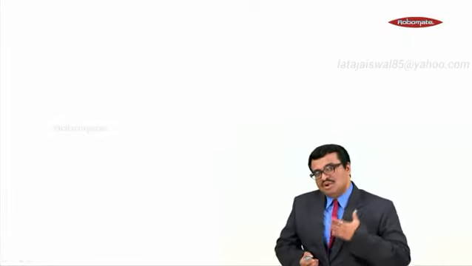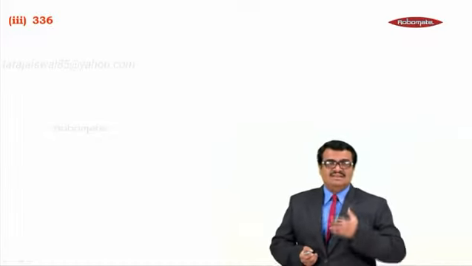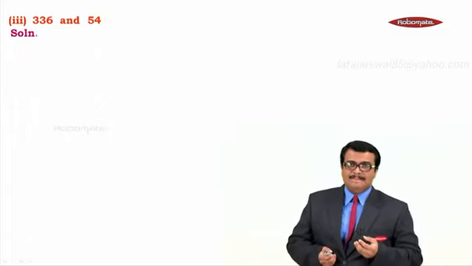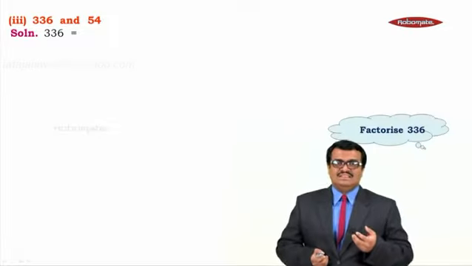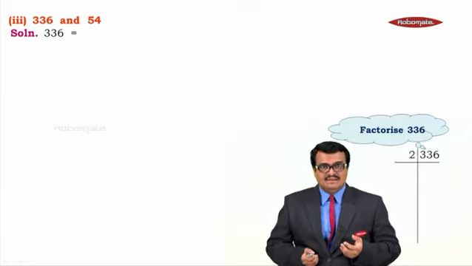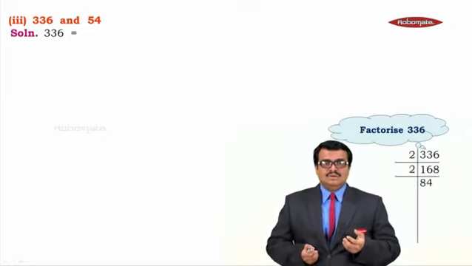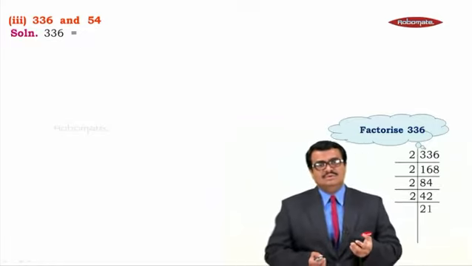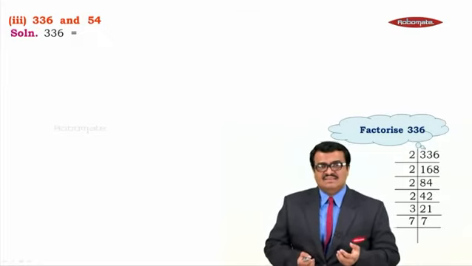Okay, let us move on to the next problem. The same question, verifying the relation that we have, 336 and 54. So let us take the first number 336 and do the prime factorization of 336. If you factorize 336, you will get 2 168s are 336, then 2 84s are, then 2 42s are, then 2 21s are, now 2 won't divide, 3 7s are, and last is 7 1s are.